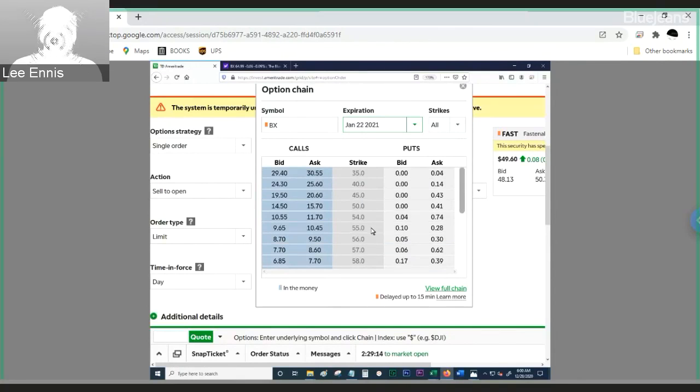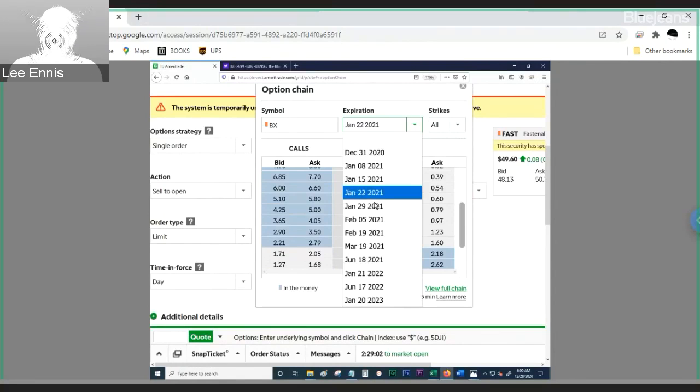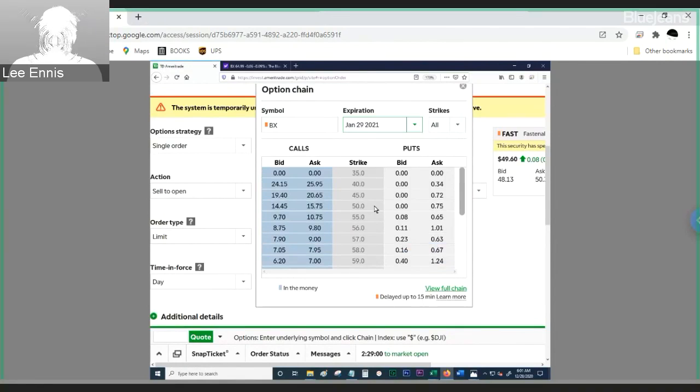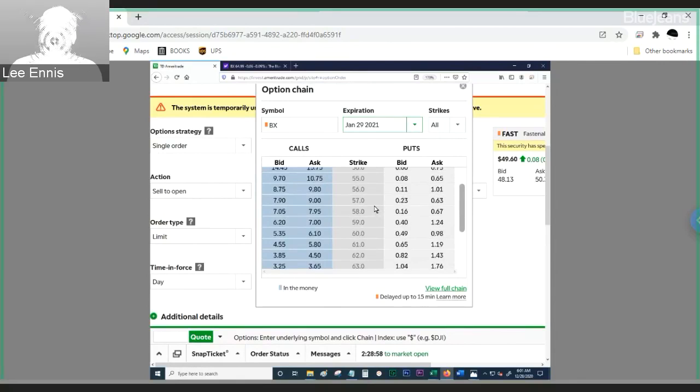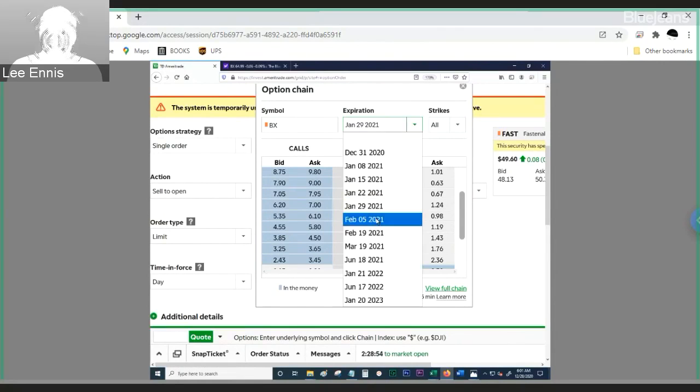And now we're looking at 3 weeks. Now, all of a sudden, we get almost $100 to buy it at 63. Okay, let's go to January 29th. Now someone is willing to give us $104. Okay, now let's go to February 5th.